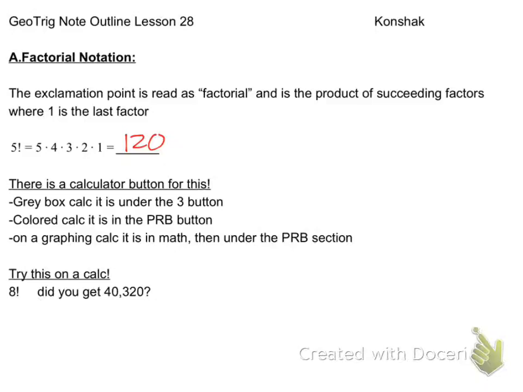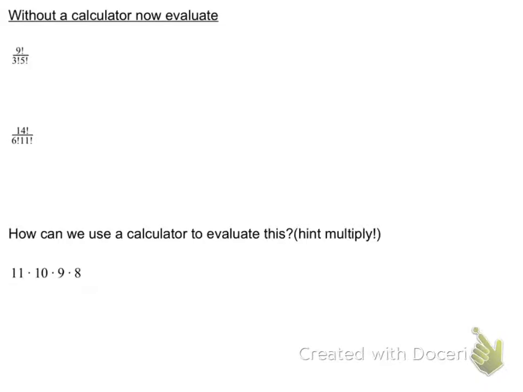And if you're on a graphing calculator, you have to hit math first, which is on the far left. And then you will go to the right about 4 spaces to the PRB section. And then I think it's like the second or third one down. So everybody test it out with 8 factorial. So let's not use our calculator. Let's actually evaluate those 2 problems first.